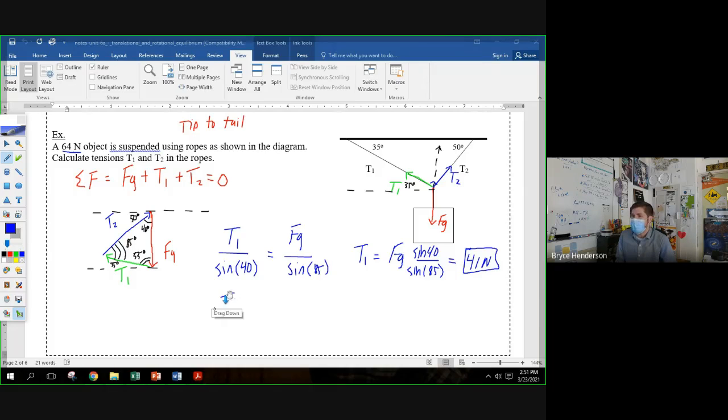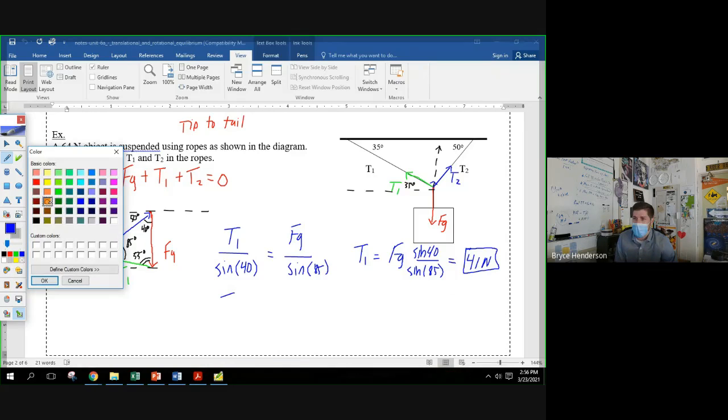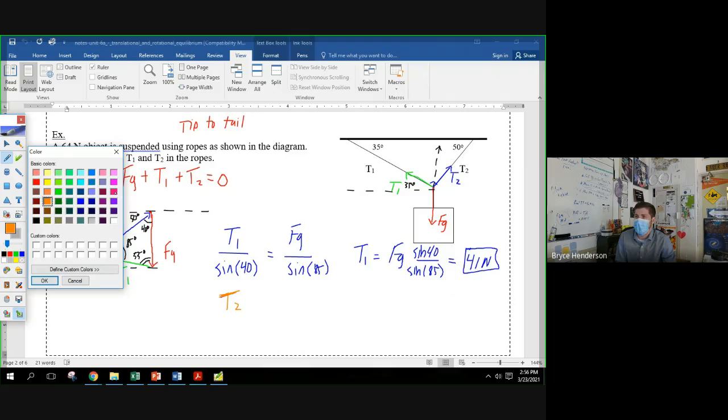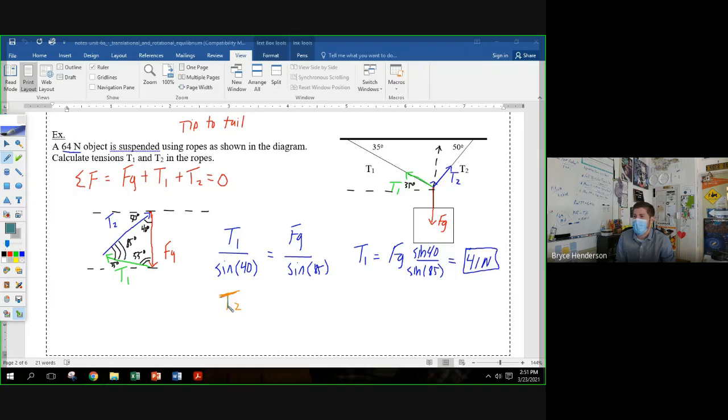Then when we do T2, let me change colors. Oh shoot, I just did T1 in blue. What was I thinking? I should have done it in green. Oh, that's awkward. Let's change it to something totally random like orange. So T2 now, boy, that looks like FG though. That's gonna be confusing. Let's do this ugly teal. It's kind of greenish. Oh well. T2. Can y'all see that?